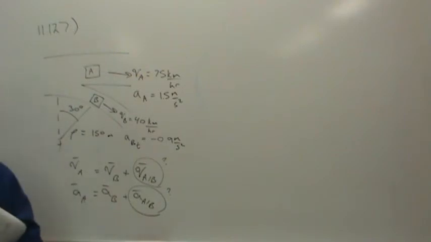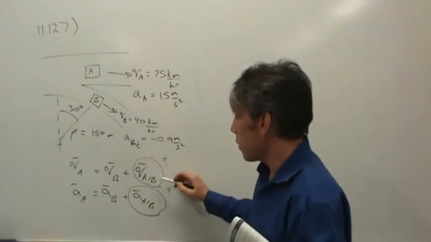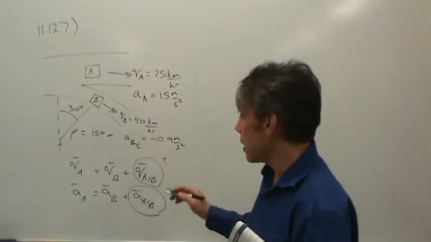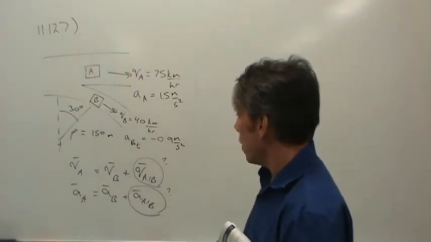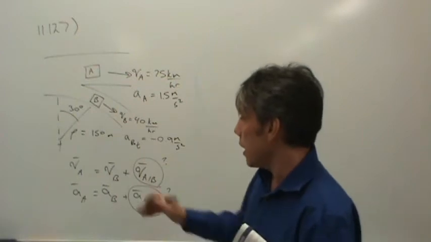Good question. Yes? Are we solving for A or solving for B? We're not solving for A or for B. We're solving for the relative velocity and acceleration, which is what they've asked for. So you're right. We could take these equations one step farther and rearrange them to solve for the velocity of A with respect to B. I guess I can do that here.